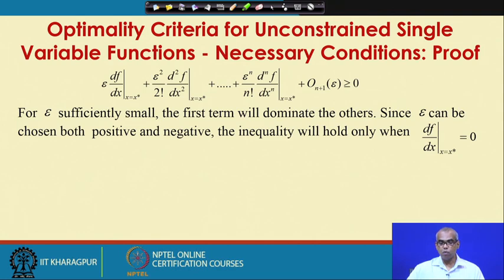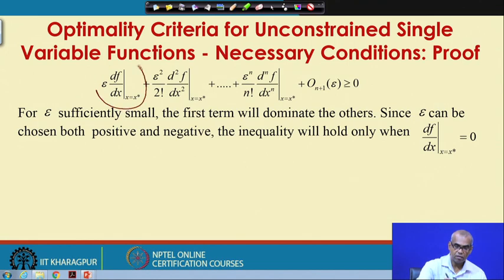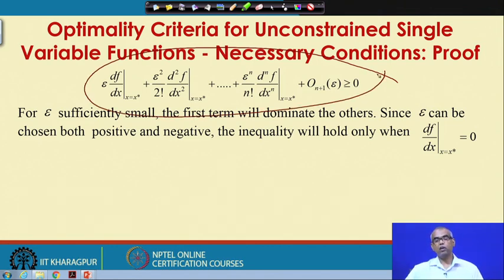For epsilon sufficiently small, the first term will dominate the others, because epsilon is small. So, if you take square, it will be even smaller. Since epsilon can be chosen both positive and negative, the inequality will hold only when df/dx evaluated at x star equals 0. So, this entire term is greater or equal to 0.